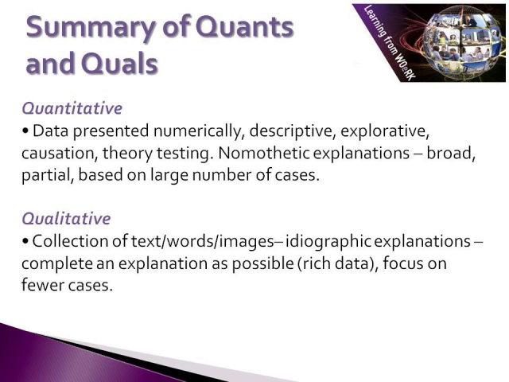In summary, when we think about quantitative, we're looking at data that is presented numerically. We're looking at descriptive, explorative and causation, and looking at theory testing. We're also looking at what we call nomothetic explanations, and those are broad, partial explanations that we base on a large number of cases. With qualitative, rather than numeric data, we're looking at collecting text, words, images. We're looking at collecting as complete an explanation as possible and focusing on far fewer cases.